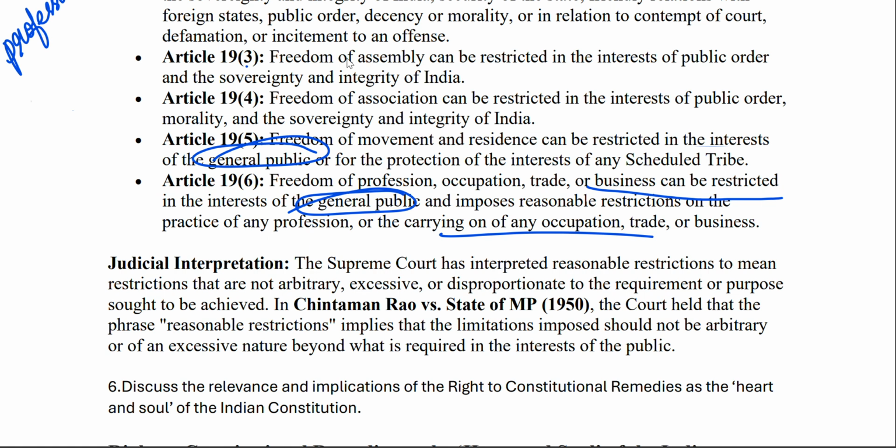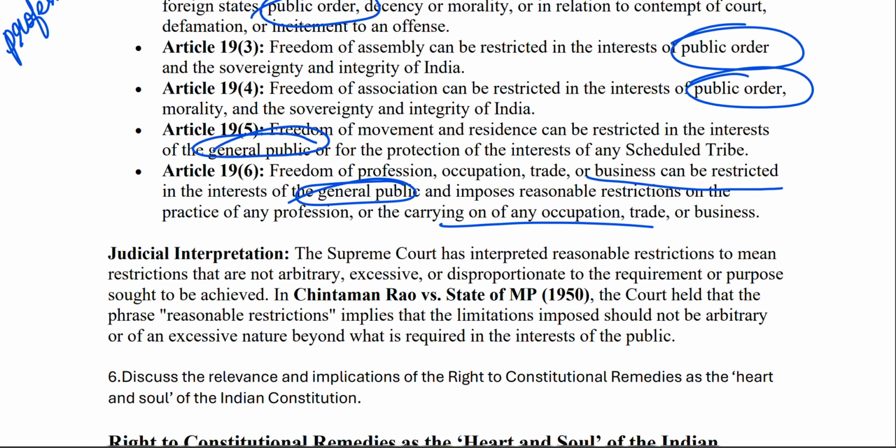In the remaining cases, we have public order, right? But in movement and residence, we have the general public, and as well for the profession, we have the interest of the general public, not public order, right? So public order belongs to the first, freedom of speech and expression, the second, assembly, and the third, association. Now the fourth is movement and the fifth is residence, which have the general public, as well as the sixth, which is profession, which will also include the general public.